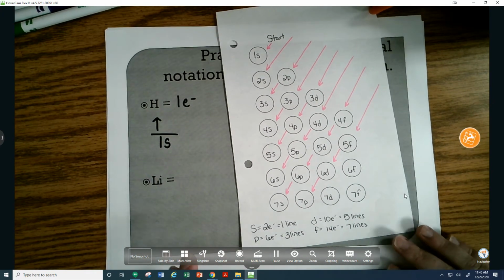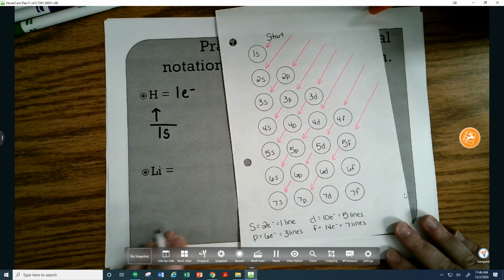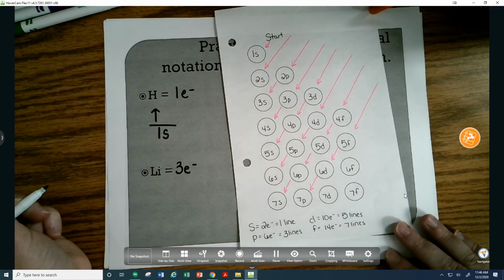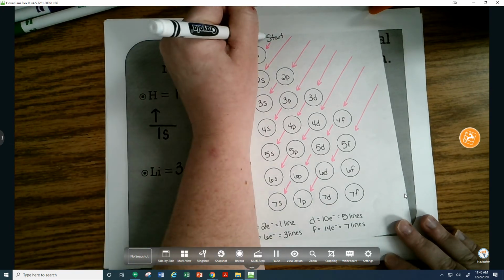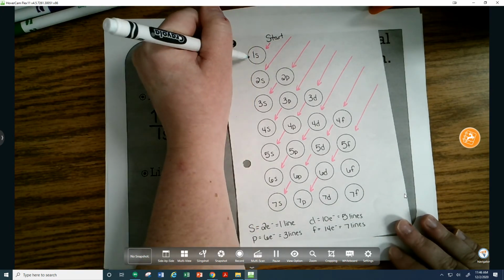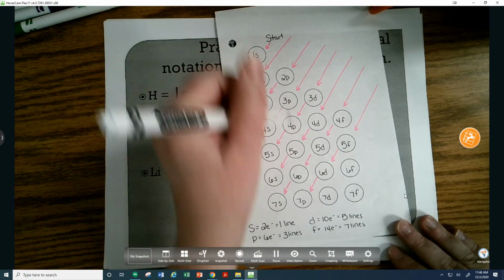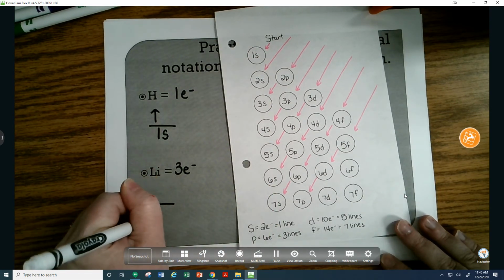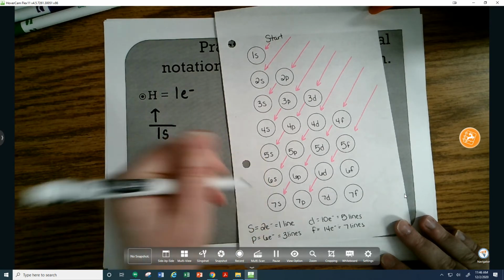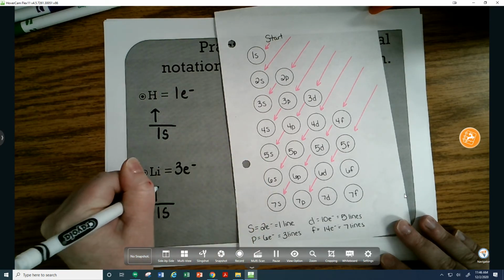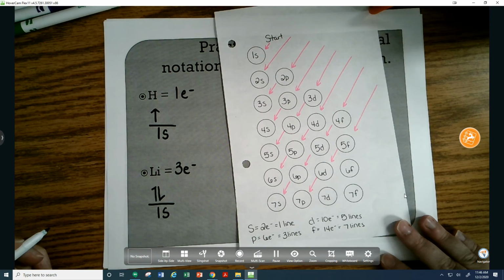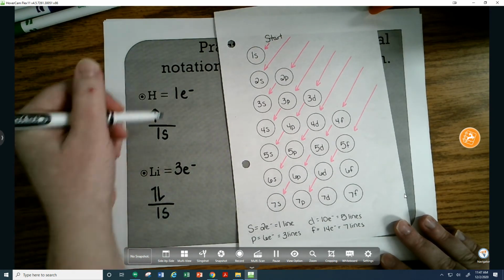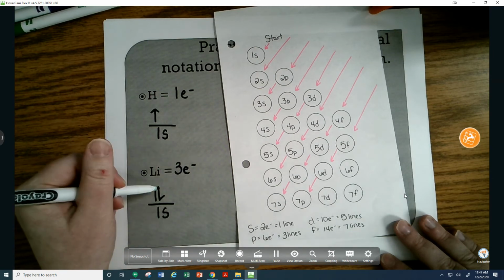So the next one we have is lithium. If you look at your periodic table, lithium's atomic number is 3, therefore it has 3 electrons. So what you do here is you go to your start line, you find your energy level. Based on the orbital shape, that decides how many electrons it will hold. So we have 1s, and it can hold 2 electrons. So up arrow, down arrow for opposite spin. Your number of arrows should equal the number of electrons. So we have 3 electrons.